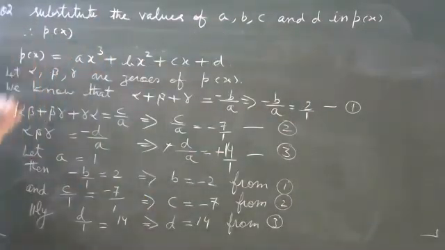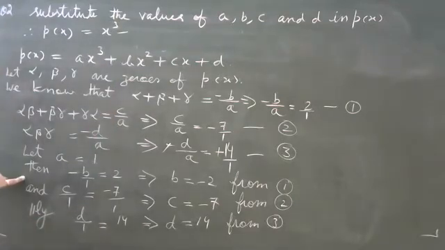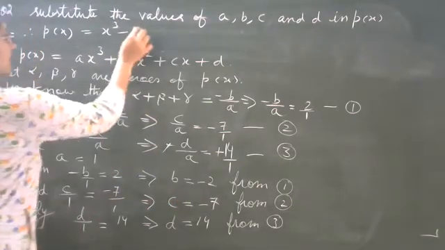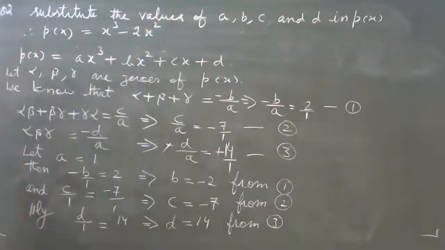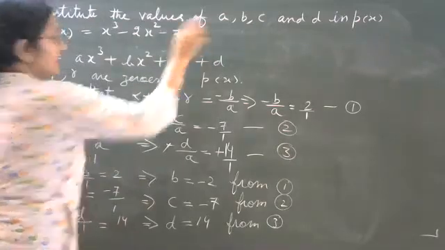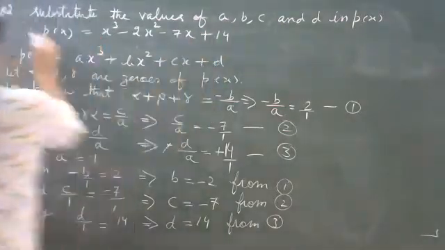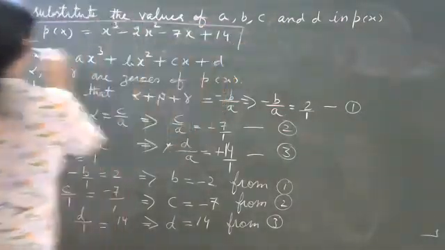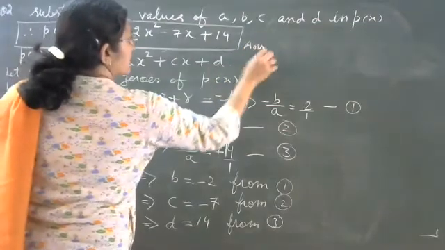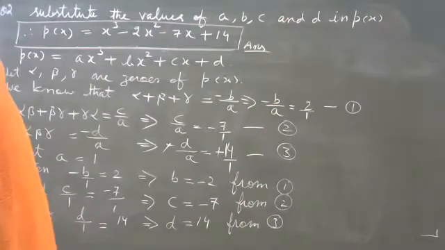therefore Px is equal to ax cubed. A is 1, so it will be x cubed. B is from here, it is -2, so it is -2x square plus value of c is -7x. Value of d is +14. So it is the required polynomial and it is your answer. In case of any doubt, you can raise your hands.